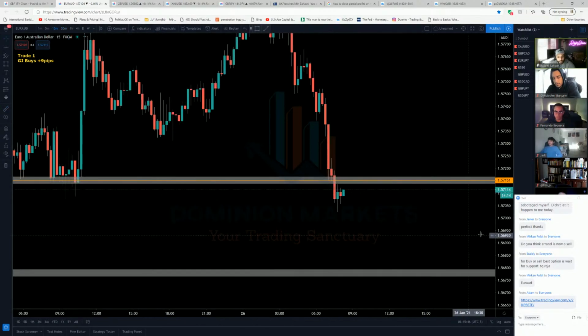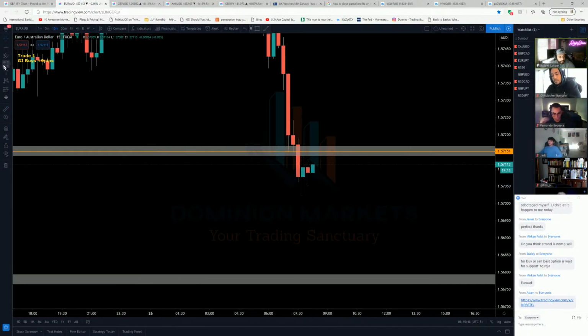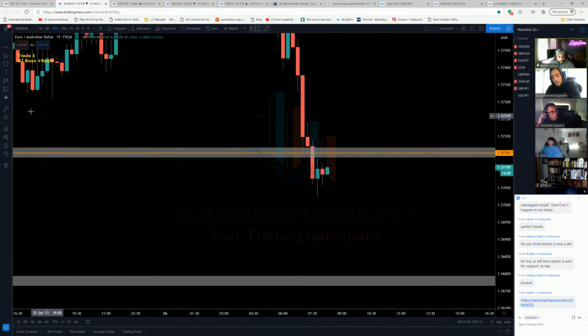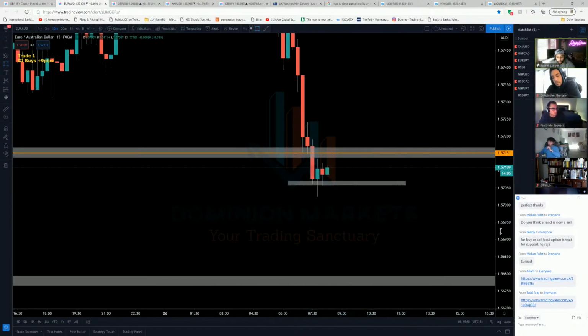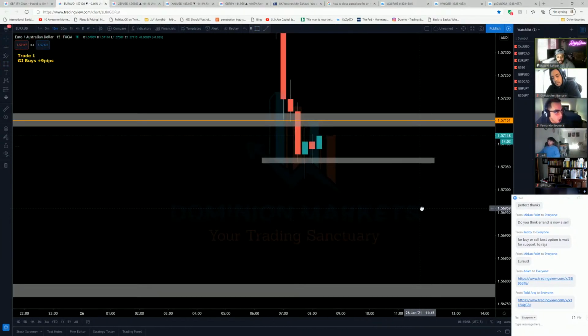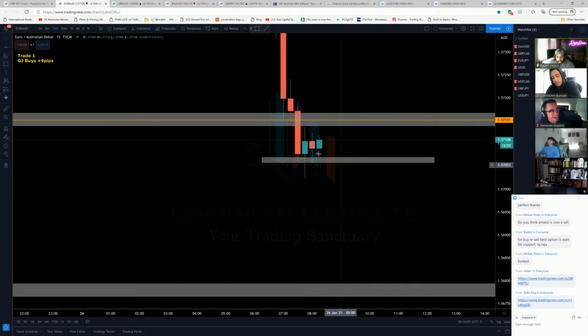But on the 15-minute time frame, if we start breaking below these lows, right? If we start breaking below these lows, then there's a probability for price to continue moving bearish. So at this point, price is just ranging here. So you gotta wait to see if we start breaking above or we start breaking below.